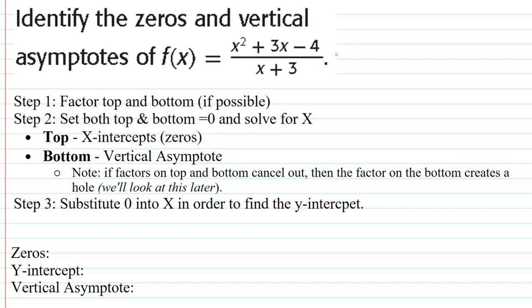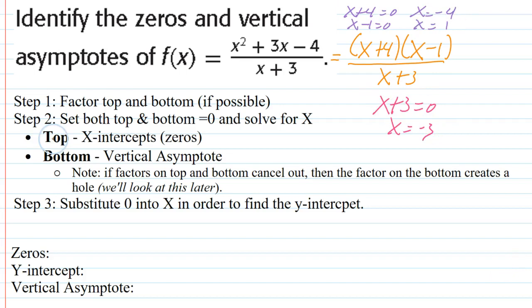Our first step is we need to factor the top and bottom if possible. For our current problem, I can see that the top can be factored. Now that I factored the top to get x plus 4 times x minus 1, I'm going to set both the top and the bottom equal to 0 and solve for x. When I did that, for the top, I was able to get x is equal to negative 4 and 1, and those are going to be my zeros or my x-intercepts.